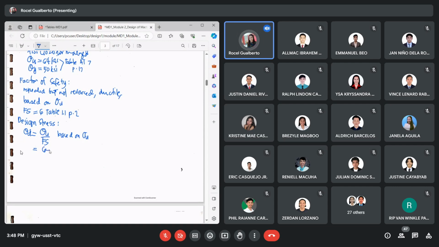So, i-substitute lang po natin. 64 KSI divided by the factor of safety taken from table 1.1 that is equal to 6. Okay? So, 64 over 6 yields 10.667 KSI. Okay? So, sa inyo pong calculator, paki-recompute nyo nga po kung tama. 64 over 6. Okay, tama po.